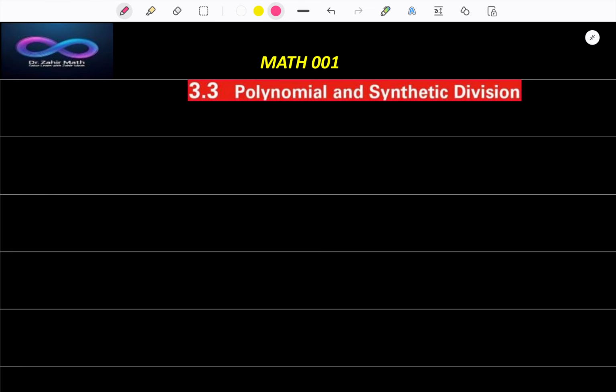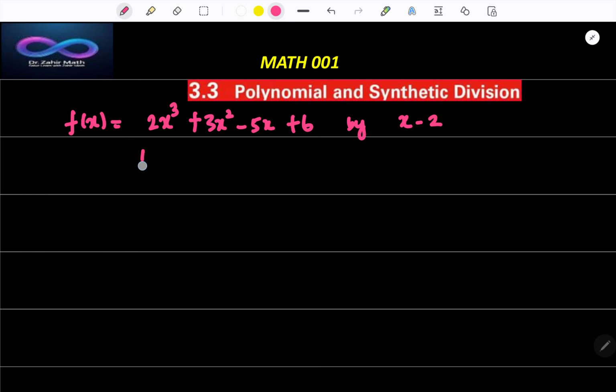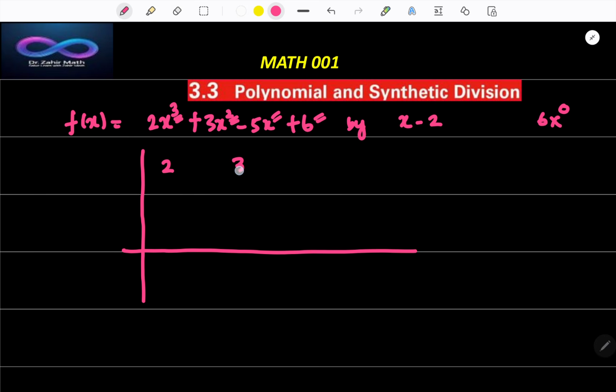A small example I'll give. Let f of x is equal to 2x cube plus 3x square minus 5x plus 6, divided by x minus 2. If they say like this, what will you do? You have to put a line like this, right? Make sure it is in order. Tartib. 3, 2, 1, 0. How zeros, teacher? Because this is 6x power 0. So 2, 3, negative 5 and 6.